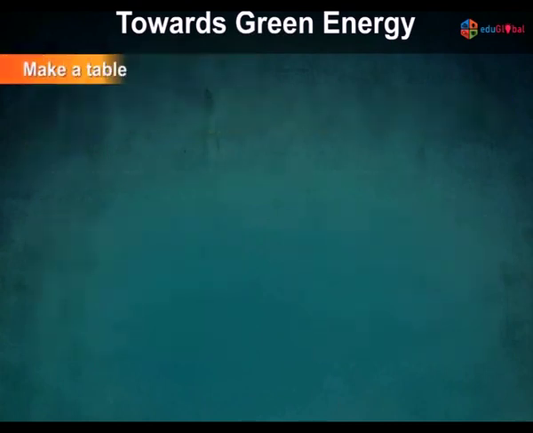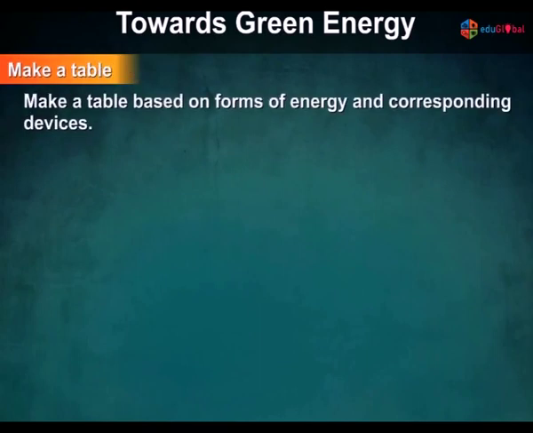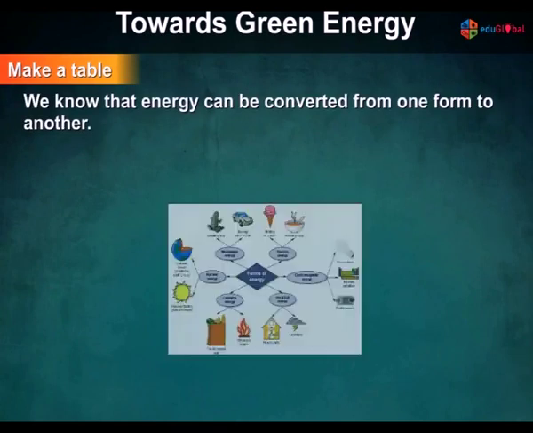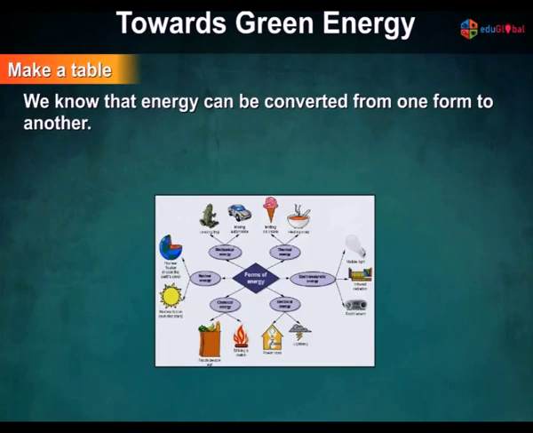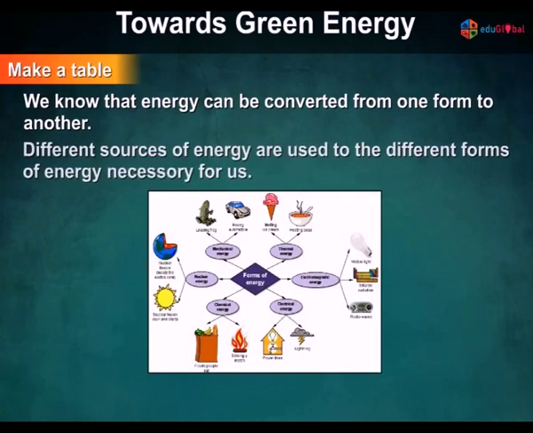Make a table based on forms of energy and corresponding devices. We know that energy can be converted from one form to another. Different sources of energy are used to get the different forms of energy necessary for us.